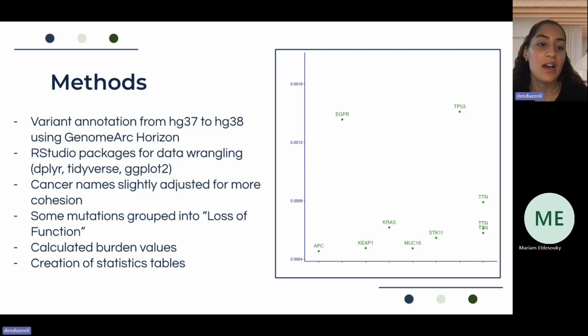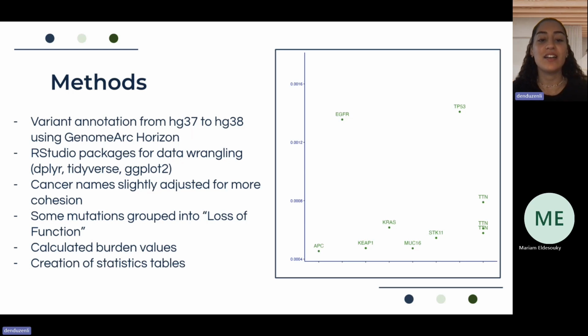For the bioinformatics aspect, I mainly used RStudio packages for data wrangling and visualization. These include dplyr, tidyverse, and ggplot2. And then the cancer names that we originally had collected were slightly adjusted just for a little bit more cohesion. So for example, we had metaplastic breast cancer, which is just a more rare aggressive form of breast cancer. And we just grouped it under breast cancer altogether. This just provides a little more cohesion. It's not going to play with the results very much or change anything.